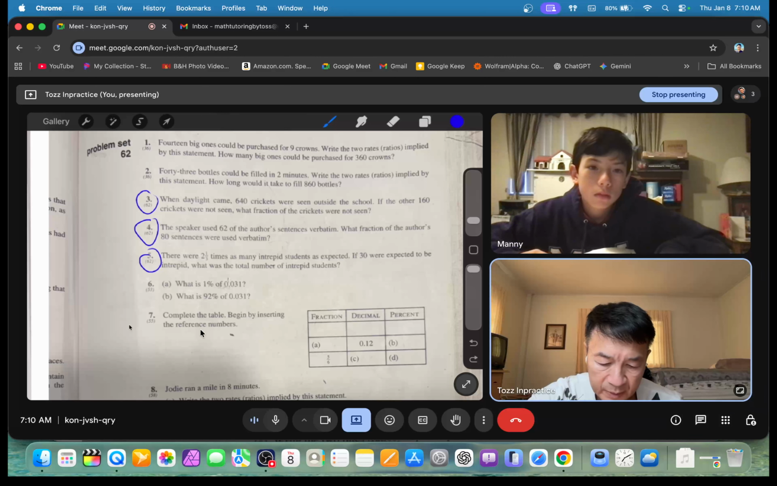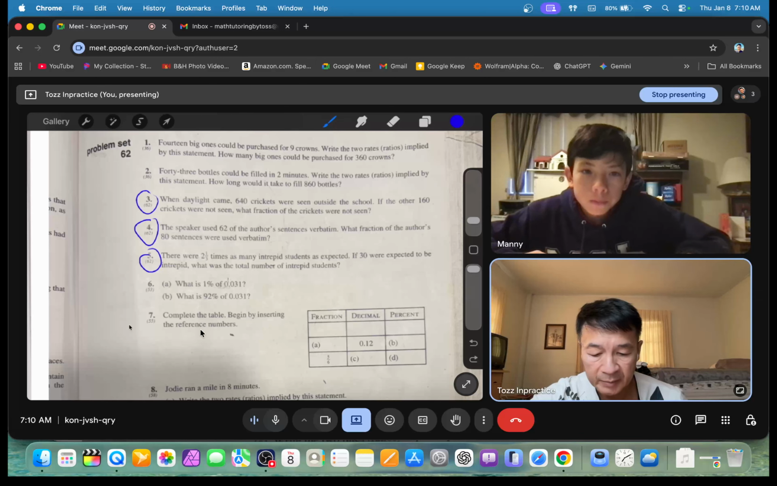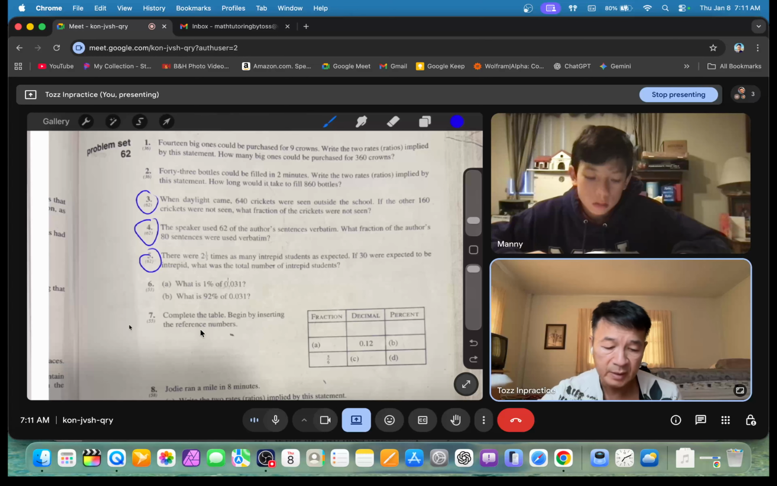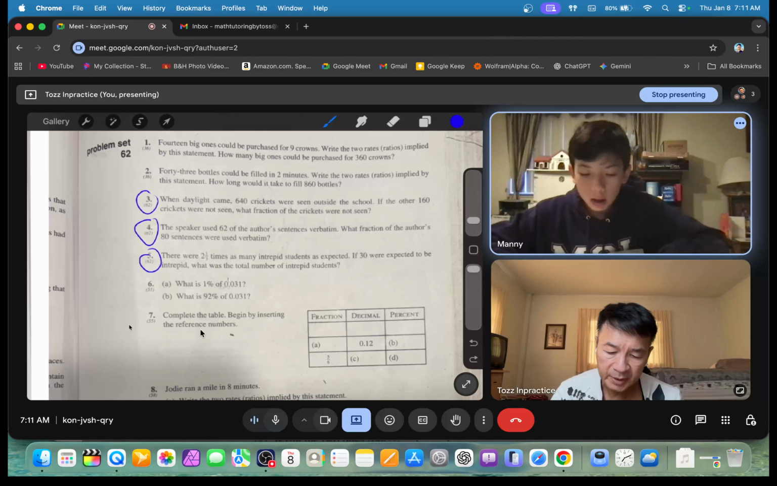640 crickets were seen outside the school. If the other 160 crickets... well, I don't know what that means exactly. The other 160. Okay, I guess it's another group. Were not seen. What fraction of crickets were not seen? What is the interpretation?